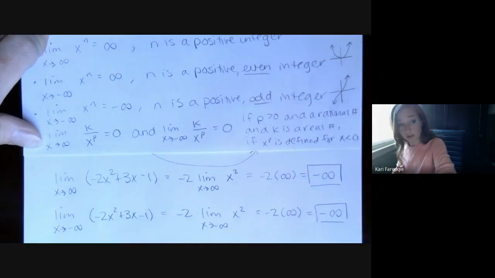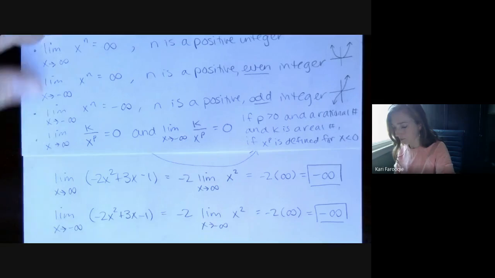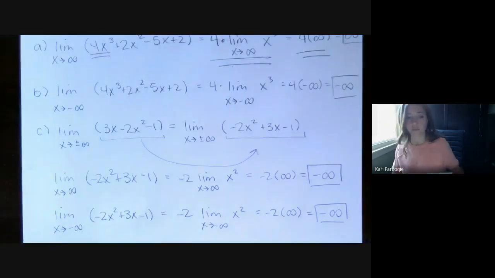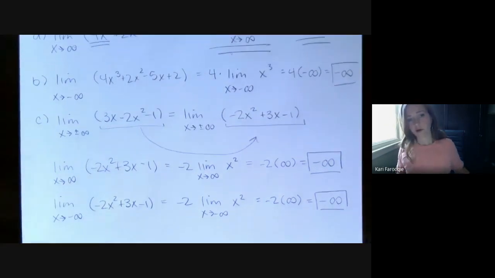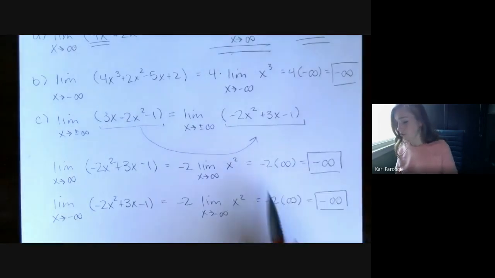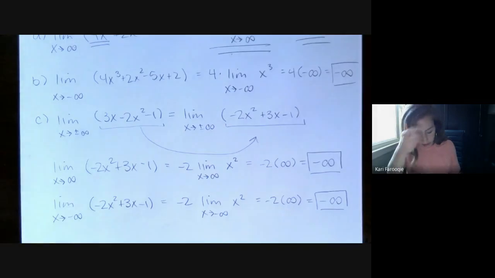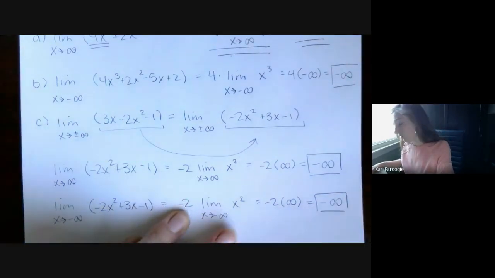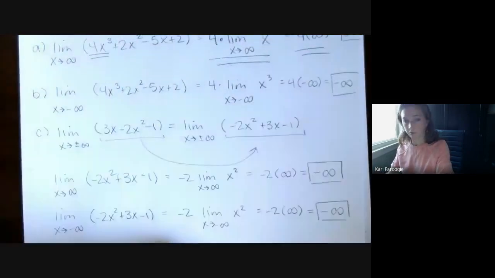So in both cases here, your end behavior is going to be the same on the left as it is on the right. And if you're wondering, what would have happened if I had negative 2 times negative infinity? Well, a negative 2 times negative infinity would be positive infinity. Those same rules apply for multiplying a negative by a negative and a negative by a positive, and so on and so forth.